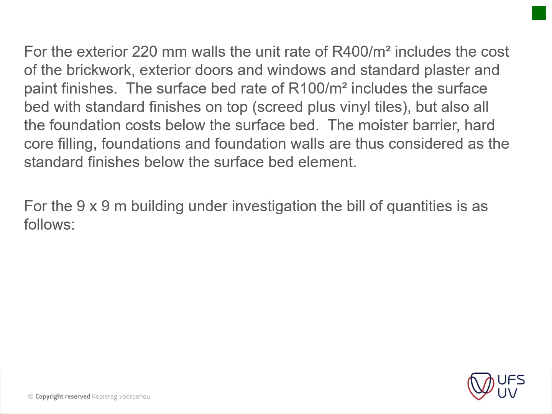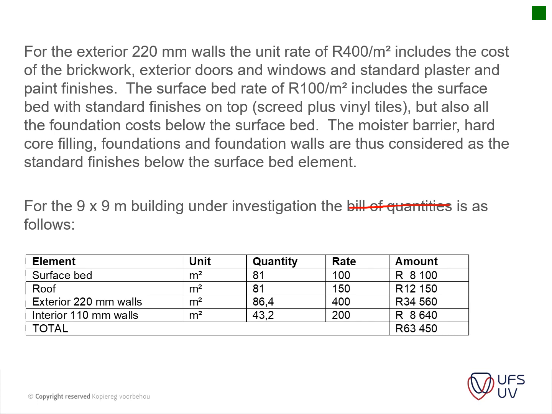For the 9x9 meter building under investigation, the bill of quantities, which is really more a schedule of quantities, is as follows. We've got a surface bed of 9x9, which amounts to 81 square meters, and a rate of 100 Rand per square meter, which we get from our previous slide. We multiply those to get an amount of 8,100 for our surface bed.